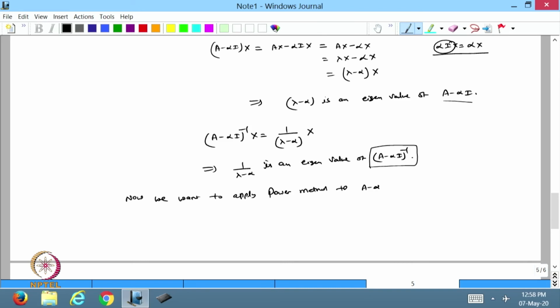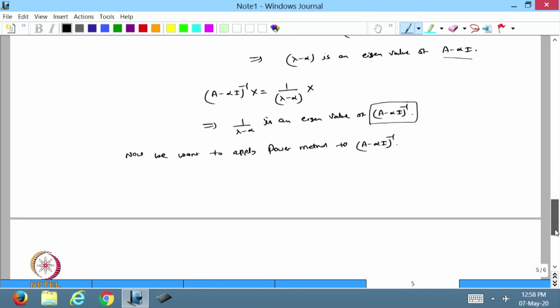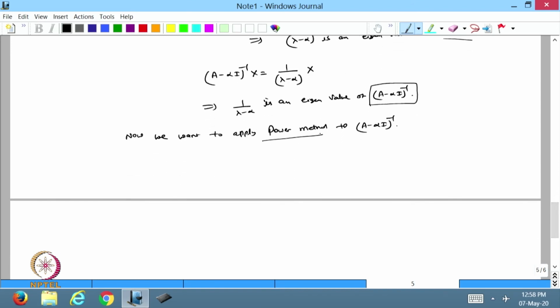To A minus alpha I inverse. Now, the question is that I know that the power method gives me the dominant eigenvalue. So, it is going to give the dominant eigenvalue. Now, how can we say that this is the dominant eigenvalue? That is the question.